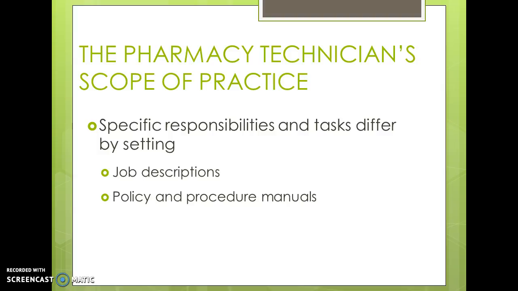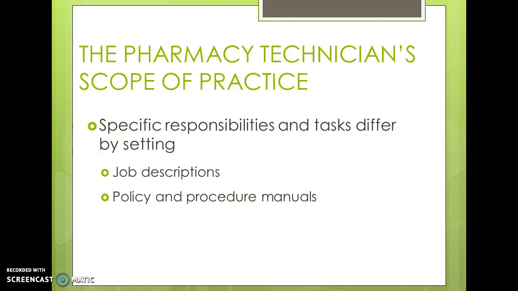We're going to talk about the different settings in which pharmacy technicians can find themselves. The two that predominate are the community pharmacy and the hospital pharmacy. Those are the two major places of employment for a pharmacy technician. But there are other places where you may find one. You may find them working within a compounding pharmacy, a managed care setting, a long-term care setting, a hospice setting, or a home health setting. So there are different settings.